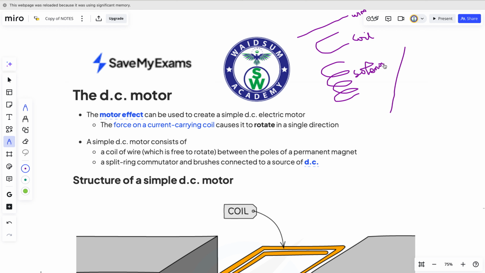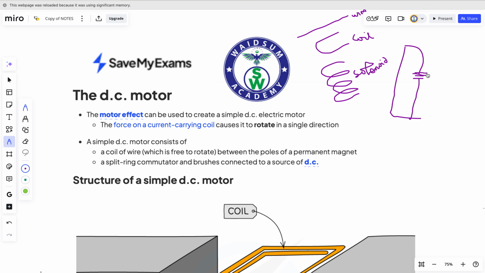Now, our first establishment is that whenever we take a wire, we allow current to flow through this wire. I can use wire and conductor interchangeably. How does current flow through this wire? If I connect it to a battery, then current will flow through this conductor.